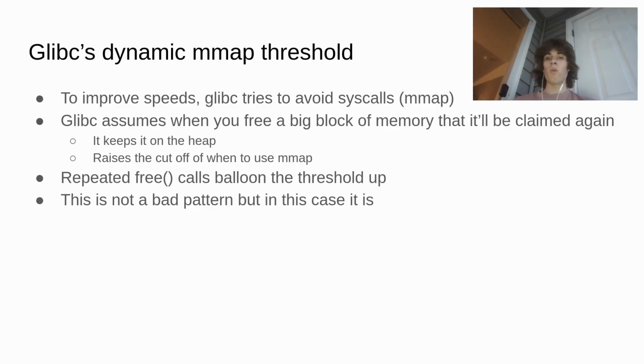glibc's whole goal is to improve speed, so it tries to avoid using syscalls as much as possible, such as mmap. So glibc assumes that when you free a big block of memory, you'll want to claim it again eventually. So it'll keep that block ready on the heap so you can access it easily. But then it also will raise the cutoff of when to use mmap. So basically, when you have repeated free calls, it'll cause that threshold to balloon up, which is not a bad pattern at all, but in this case, it gave us some issues.